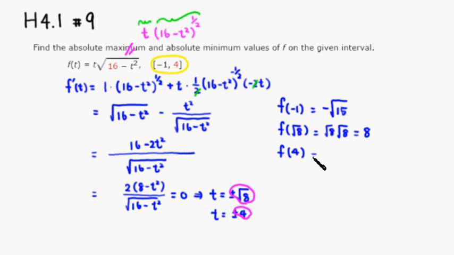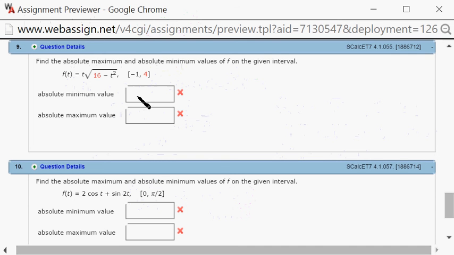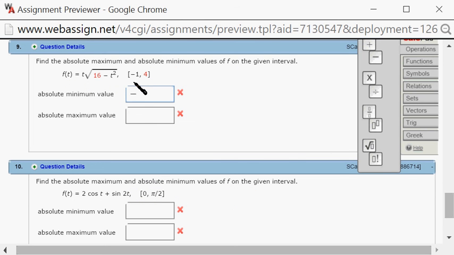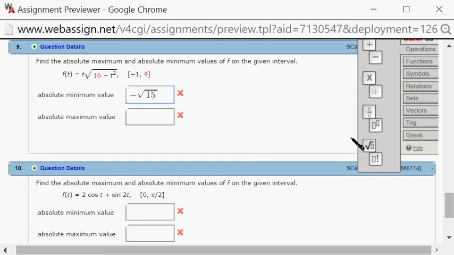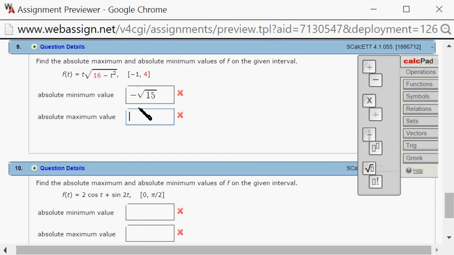Then we plug in 4. So it's going to be 4 times the square root of 16 minus 4 squared, which is actually 0. So 4 times 0 is 0. So you can see that here, this guy is the absolute minimum, because this is the smallest one, and this guy is the absolute maximum, because it's the biggest one. So let's type it in. The absolute minimum value was negative square root of 15, and the maximum value is 8.